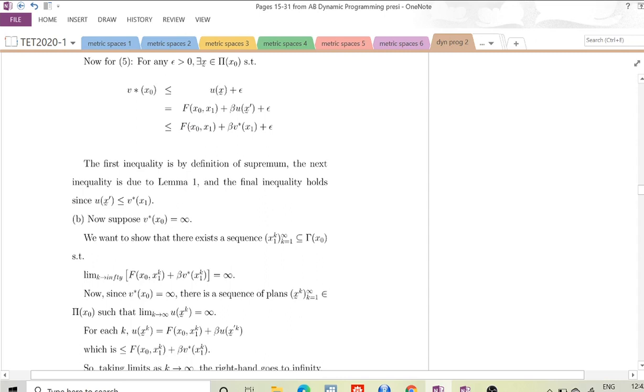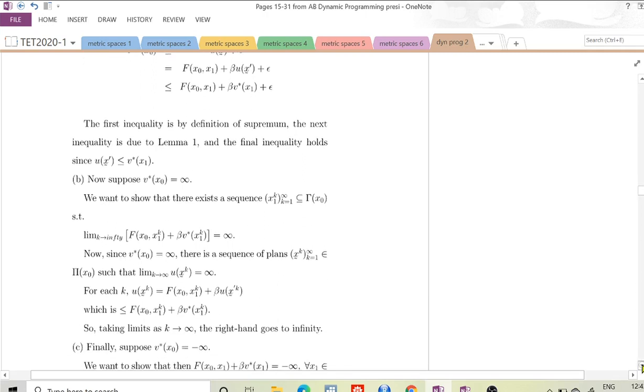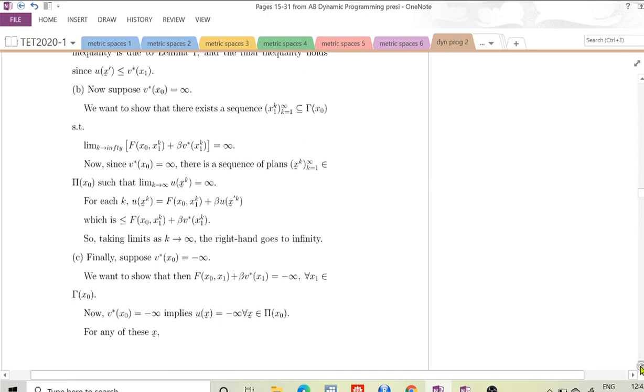And so 4 and 5 together give you that V star of X naught is in fact the sup of f of X naught, X1 plus beta V star of X1, over all feasible X1. Okay. So let's quickly also look at what happens if V star of X naught is not finite.